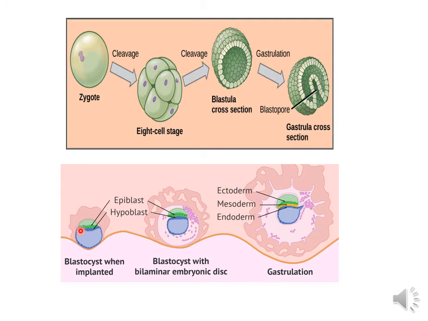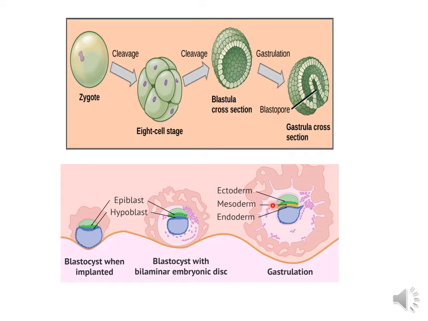Here again, this is the blastocyst embedded or implanted in the endometrium of the uterus. This is the bilaminar germ disc, epiblast and hypoblast. As you can see in this figure, the bilaminar germ disc appears clearly here. This figure shows the appearance of the third germ layer, the mesoderm. So we have ectoderm, which was previously named the epiblast, mesoderm, and endoderm, which was named the hypoblast.